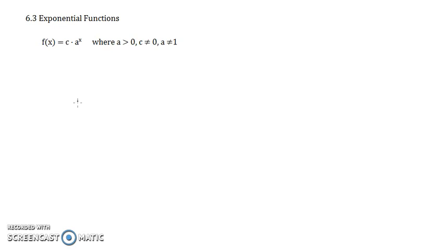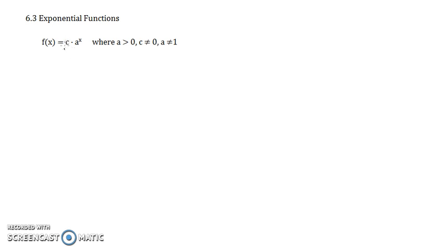Okay, in this video we are going to look at exponential functions. So we're introducing a new function to add to our library, or our list of functions. And exponential functions look like this: f of x is equal to c times a to the x.